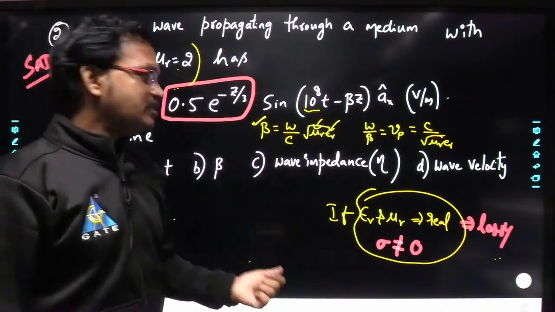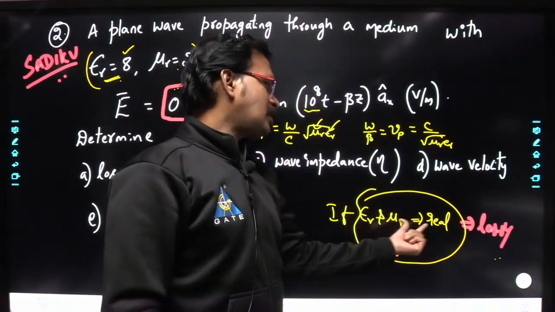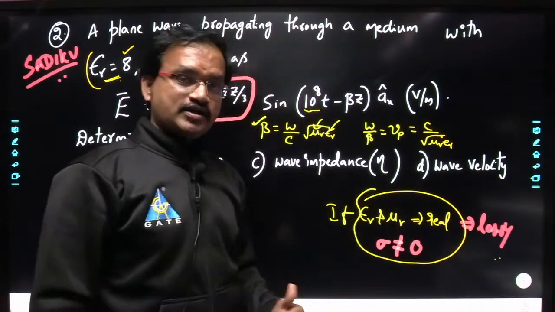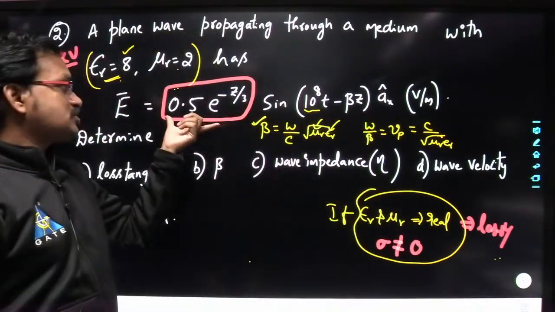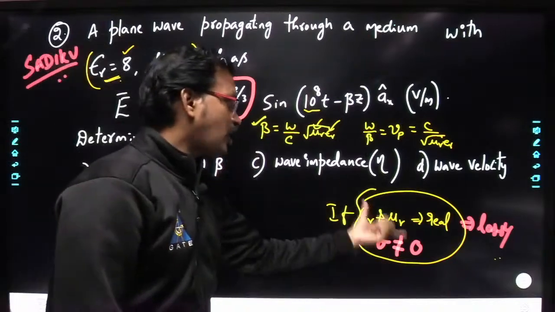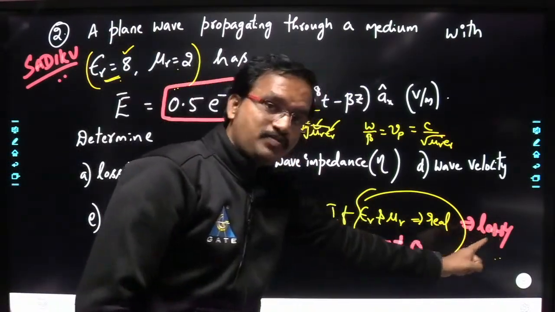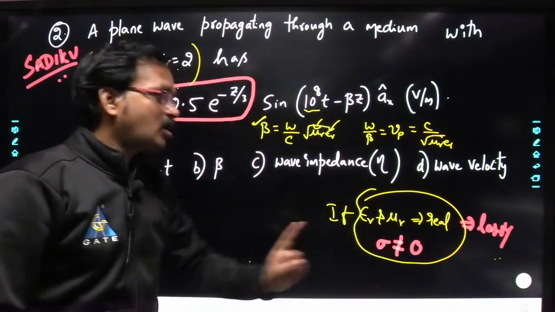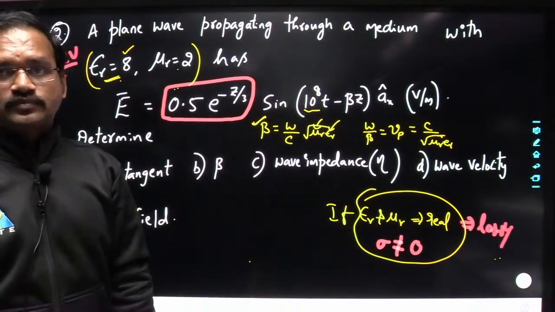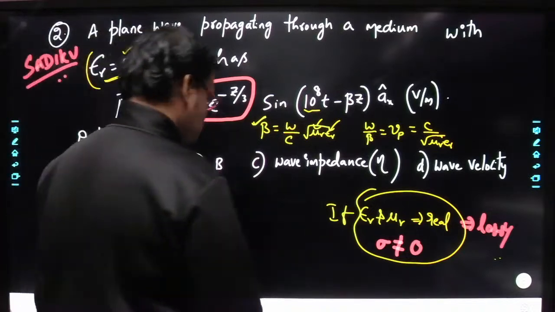Okay, so they have already given that the epsilon r and mu r values are real quantities, and the amplitude is decaying exponentially, which means we have to understand that this medium is behaving as a lossy medium, which means sigma is not equal to 0. Right? Okay, so this is the conclusion we have to make.